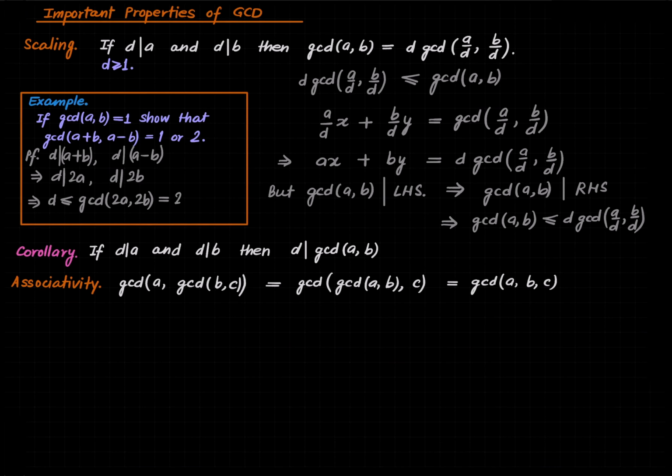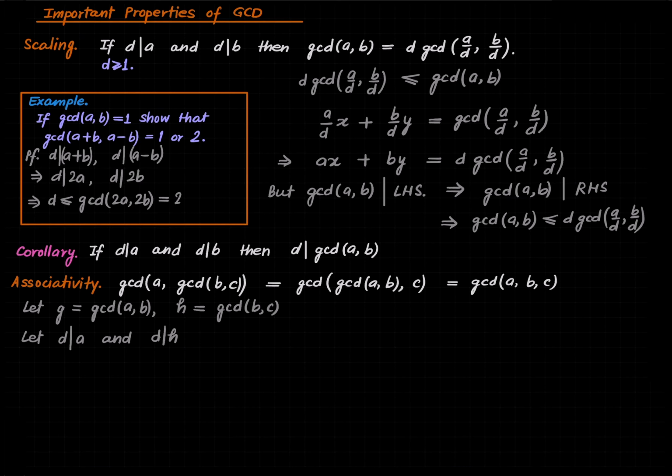Okay, so let's prove this. So let's say G is the GCD of A and B, and H be the GCD of B and C. Now, we want to prove this equality. This will come, but let's first just talk about this one. So fix a common divisor D of A and H. Positive common divisor.